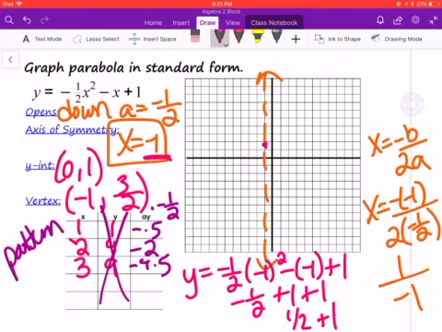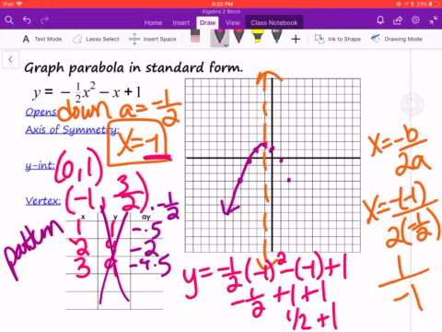So starting here, over 1, down 1/2 leaves me at the point 0, 1. And that's my y-intercept, so that matches up. Then go back to the vertex, then go over 2, down 2, and just be careful because you're in the halfway points. And then over 3, down 4.5. So 1, 2, 3, 4.5. Right there. And then I'm reflecting it over. It's 3 away on the right, 3 away on the left.